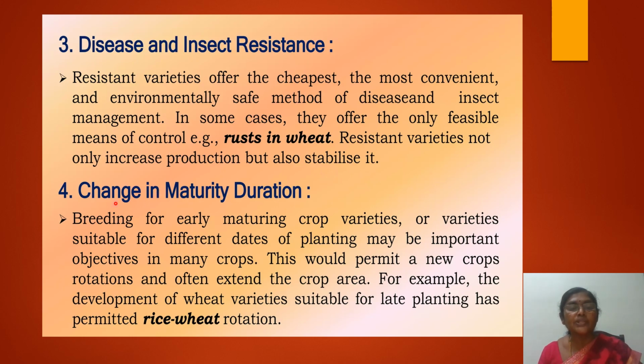Next come change in maturity duration. Breeding for early maturing crop varieties or varieties suitable for different dates of planting may be important objectives in many crops. This would permit new crop rotations and often extend the crop area. For example, the development of wheat varieties suitable for late planting has permitted the rice-wheat rotation.